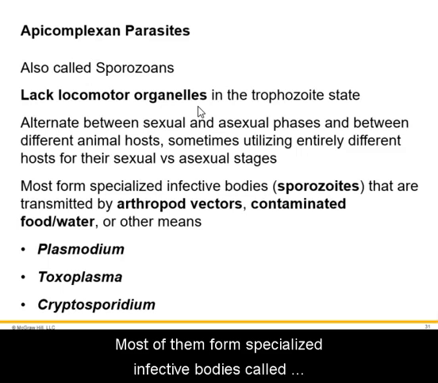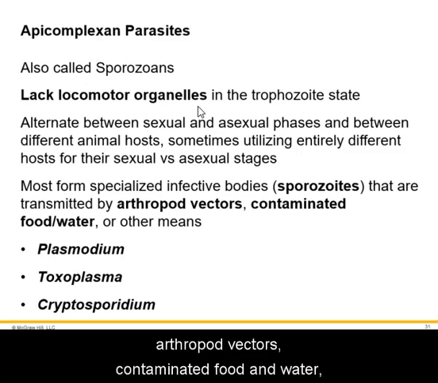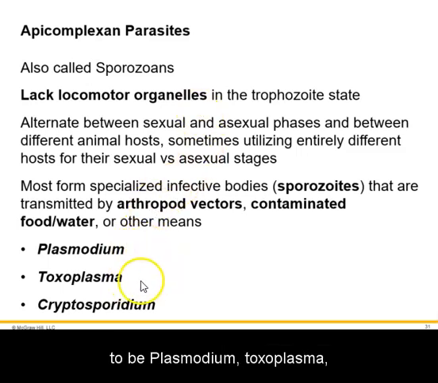Most of them form specialized infective bodies called sporozoites that are transmitted through arthropod vectors, contaminated food and water, or by other means. And the three that we're going to talk about are Plasmodium, Toxoplasma, and Cryptosporidium.